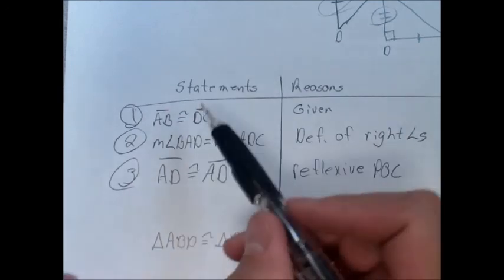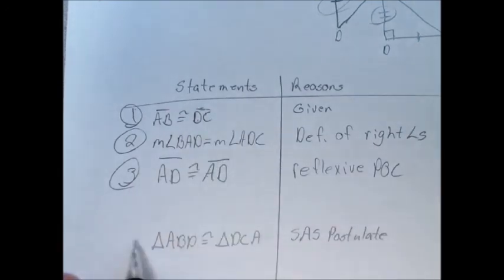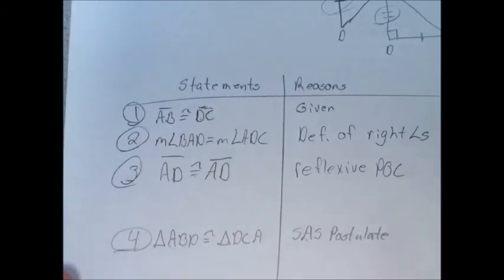Now, since I have a side, I have an angle, and I have a side, then my final answer will be that the two triangles are congruent to each other by side, angle, side. Questions?